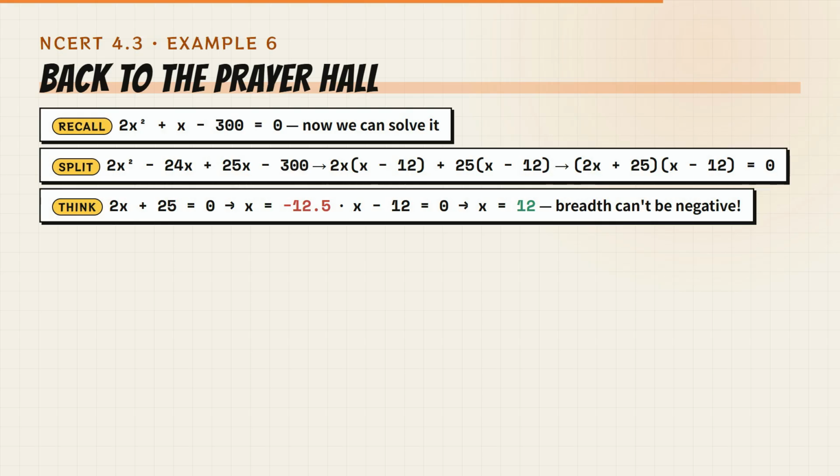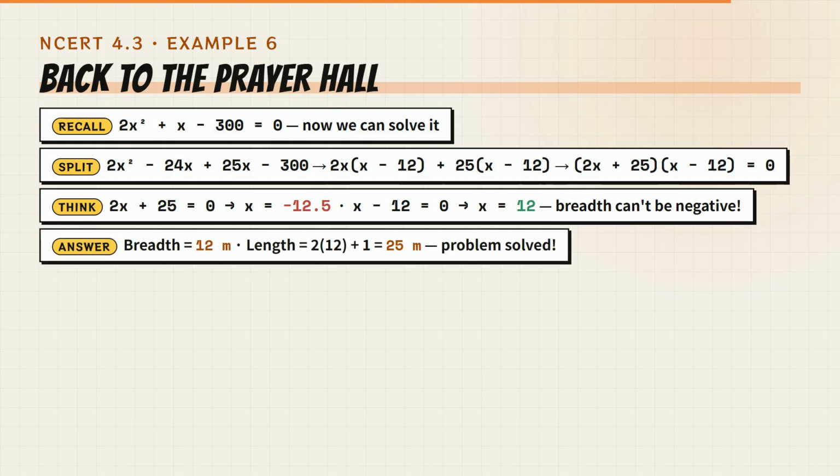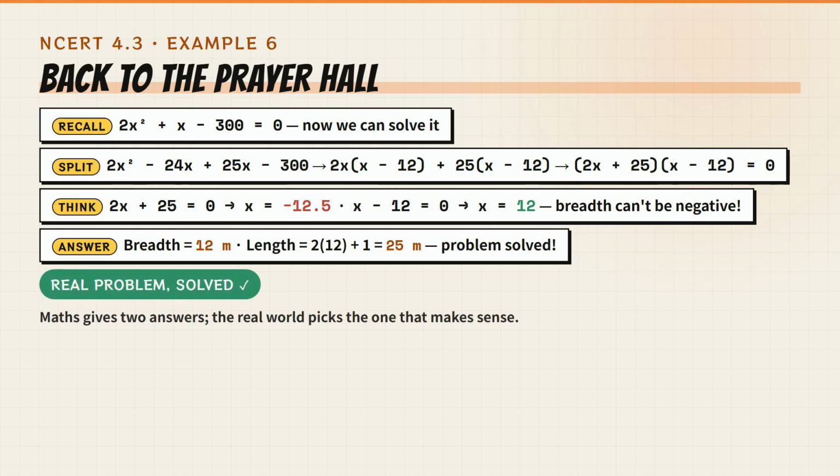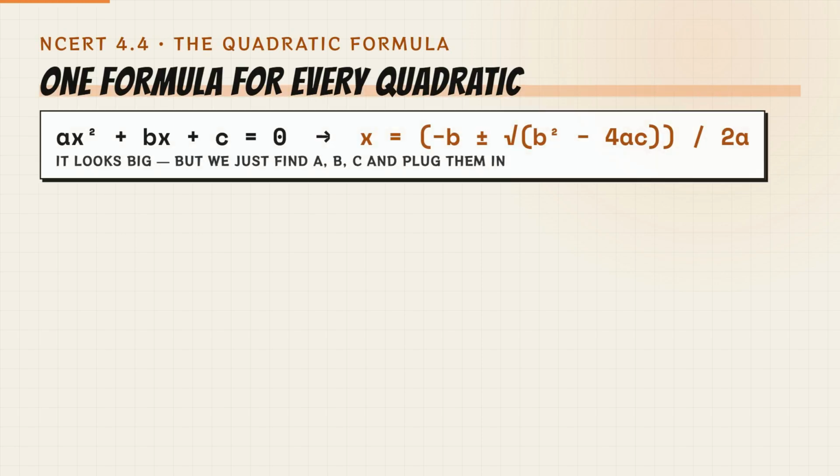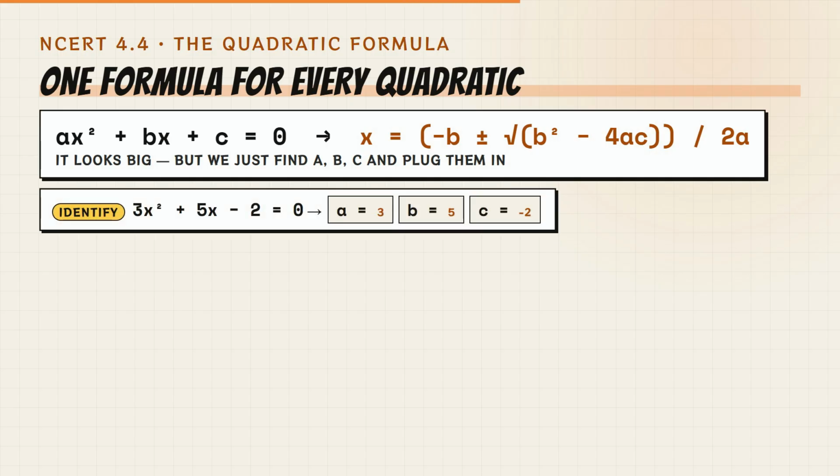The length is 2 times 12 plus 1 equals 25. So our prayer hall is 25 meters long and 12 meters wide. Problem solved. For example, if 3x squared plus 5x minus 2 equals 0, then a equals 3, b equals 5, and c equals minus 2. That's the first step whenever we use the formula.